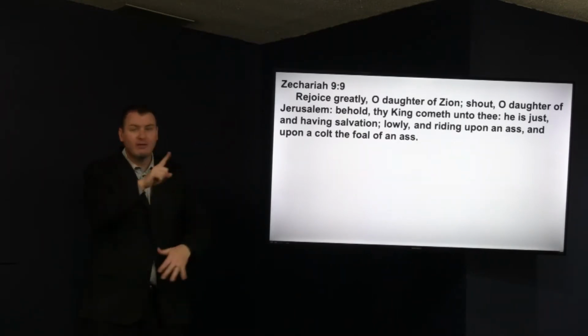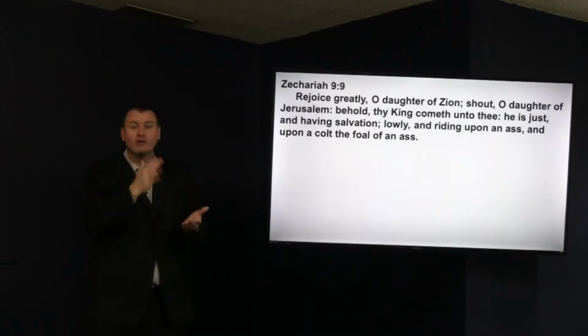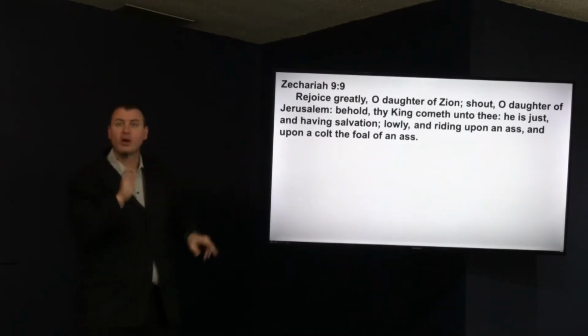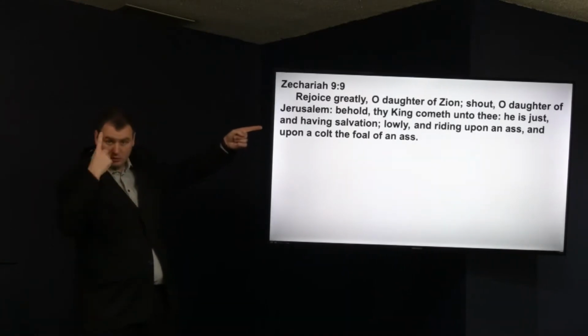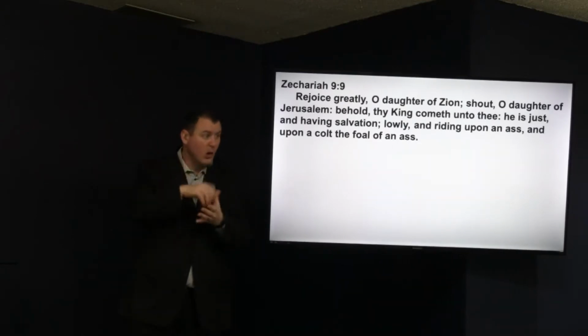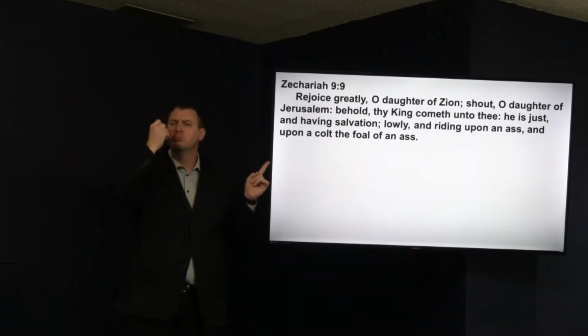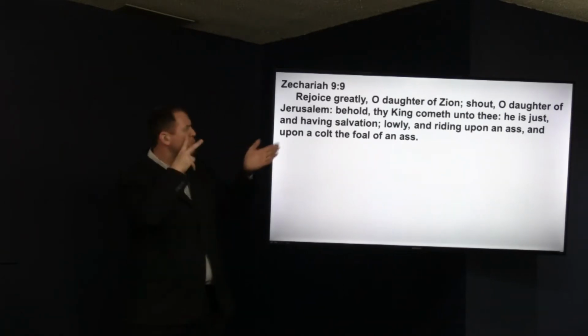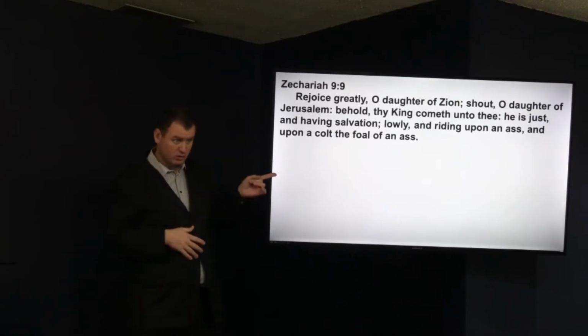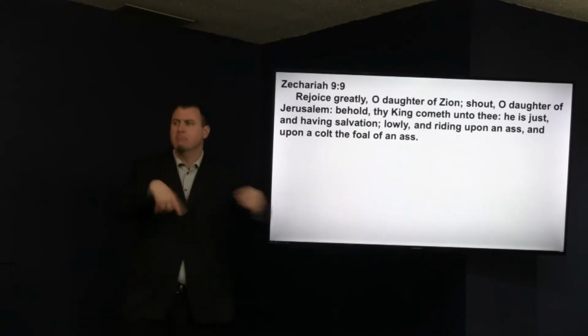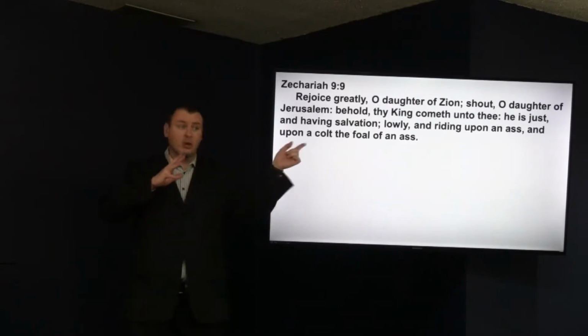It says, "Rejoice greatly, O daughter of Zion. Shout, O daughter of Jerusalem. Behold, thy king cometh unto thee. He is just and having salvation, lowly and riding upon an ass and upon a colt, the foal of an ass." So this is prophesied in the Old Testament. What is he talking about here? What is he prophesying? Does it say Jesus here? He's talking about the Messiah.